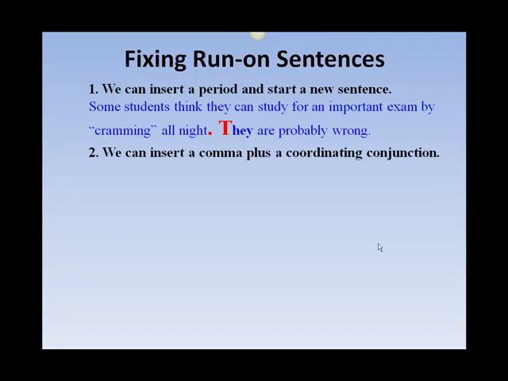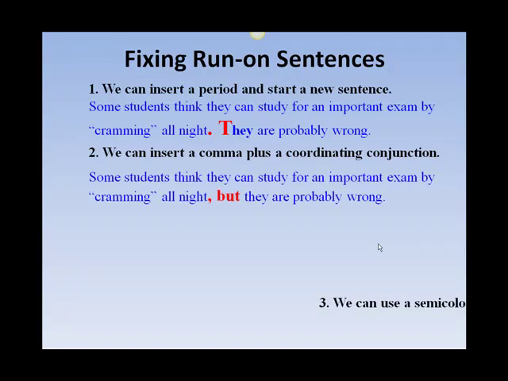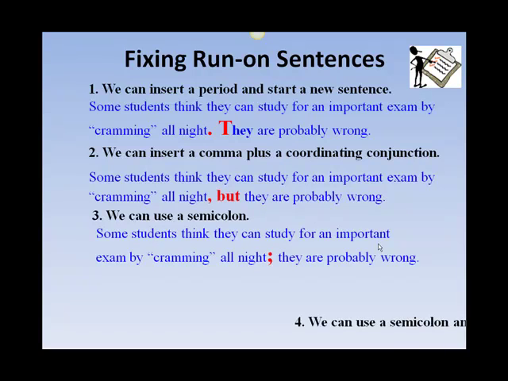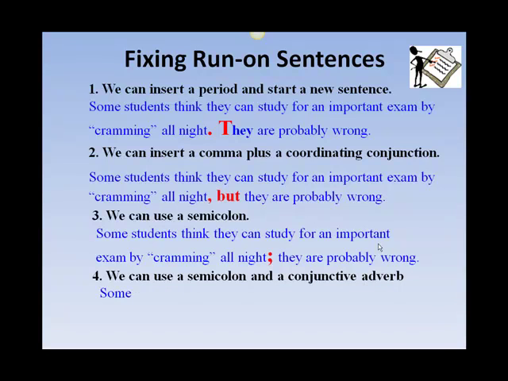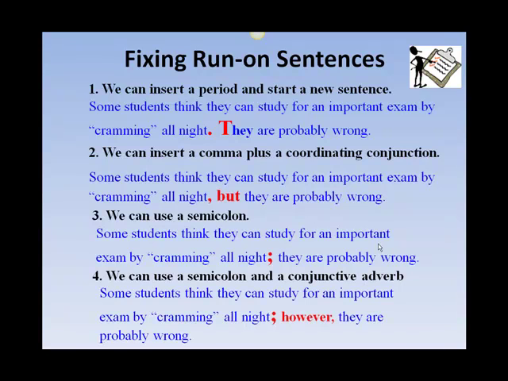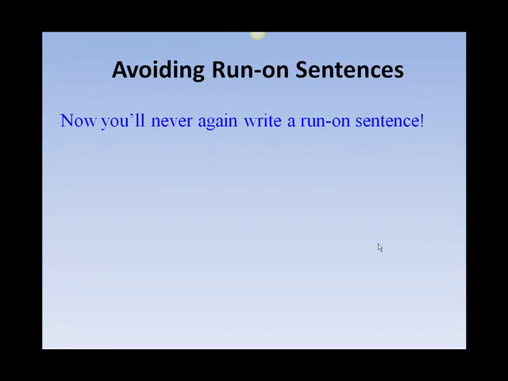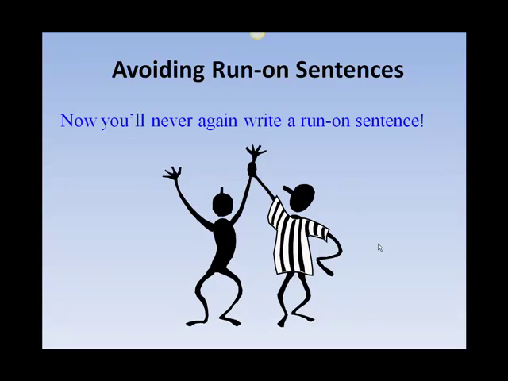So, as I said, we can insert a period and start a new sentence. We can insert a comma plus a coordinating conjunction. We can use the semicolon. We can use the semicolon and a conjunctive adverb. So these are four different ways that we can go about fixing a run-on sentence, whether it's a fused sentence or whether or not it's a comma splice. Now you'll never write a run-on sentence again.